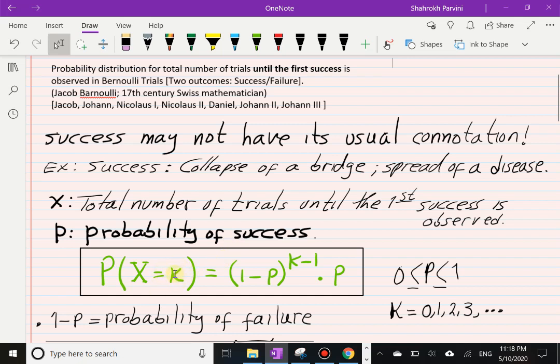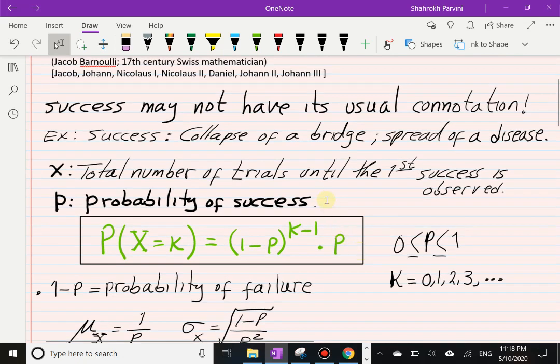The premise here is that if I want to observe a success on the kth trial, that means K minus 1 trials prior to that must have resulted in a failure, right? And because of independence of these trials, that's the other assumption we have here, we can write the probability in this form. Note, by the way, that K can go to infinity. That means we may have to wait forever to observe a success. But it could occur in 1, 2, 3, and so on.